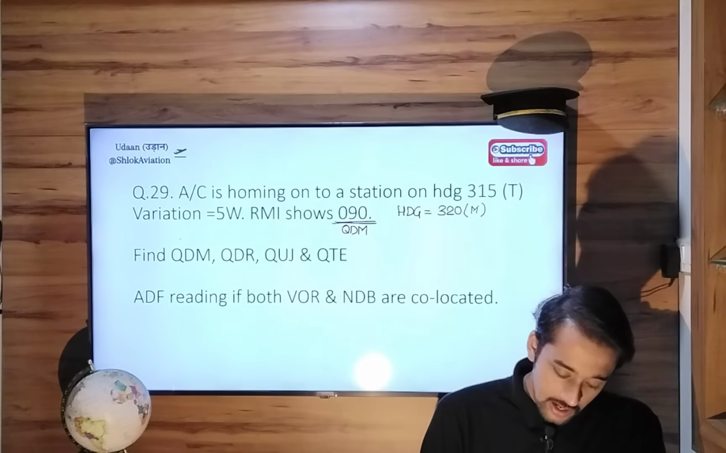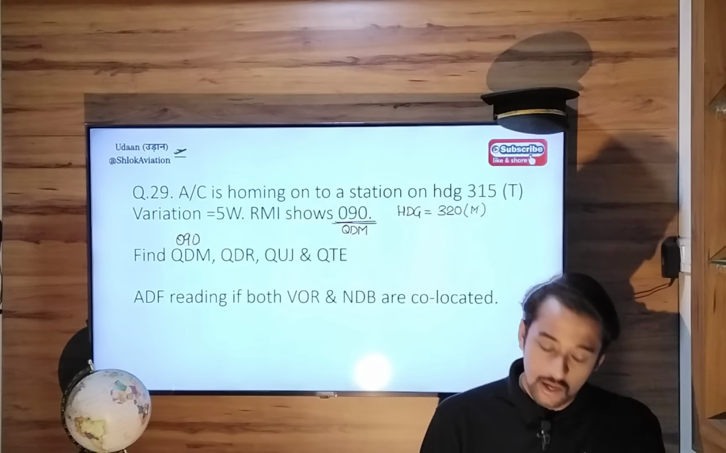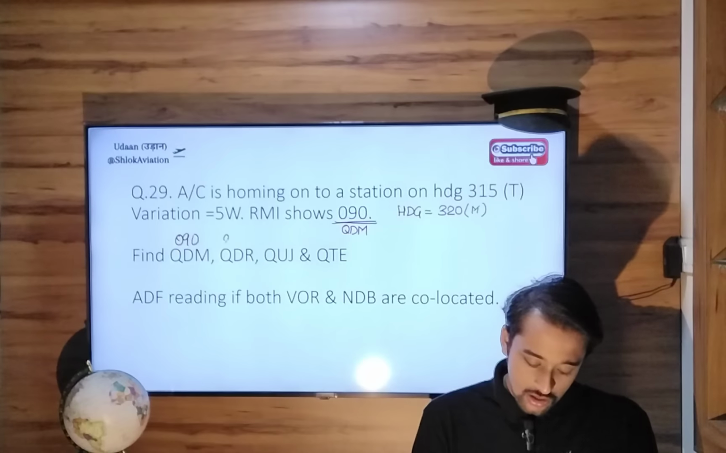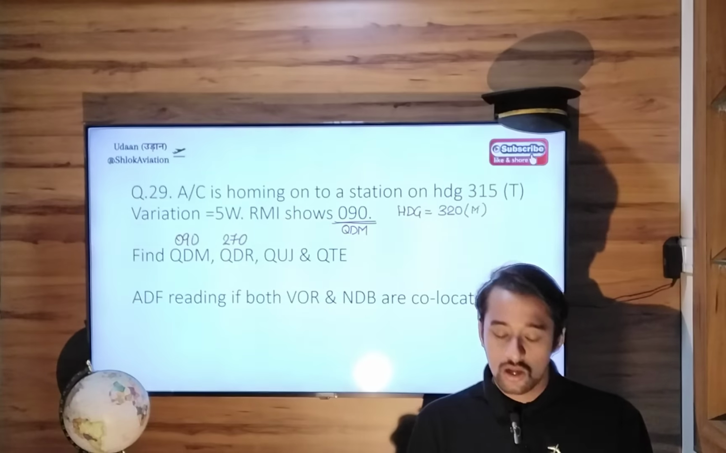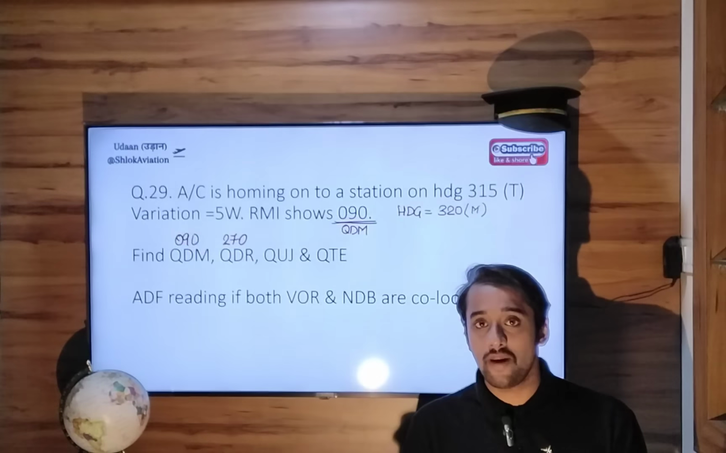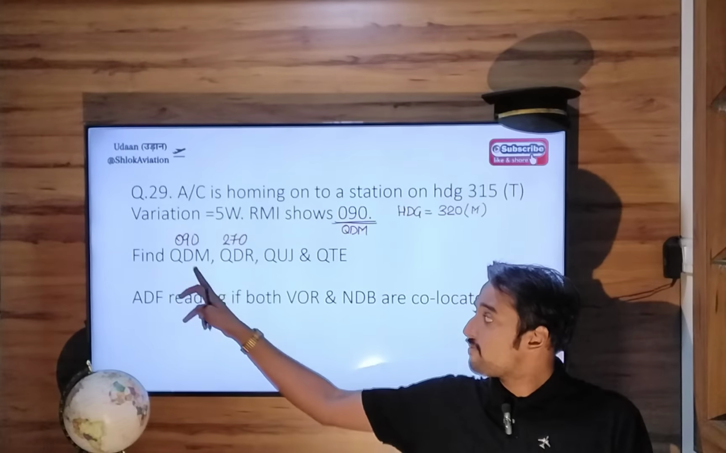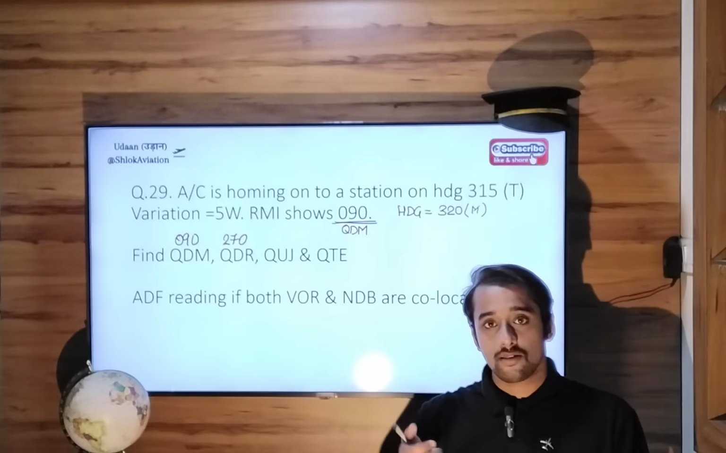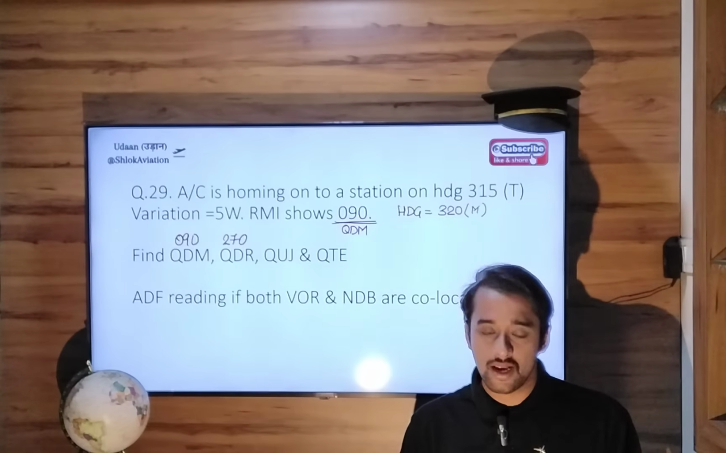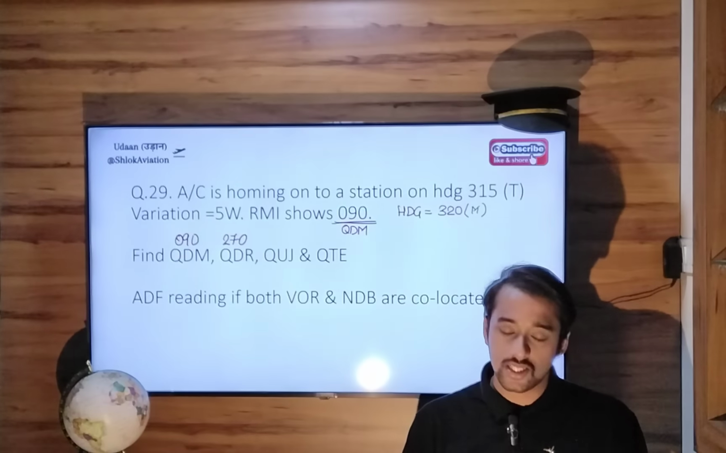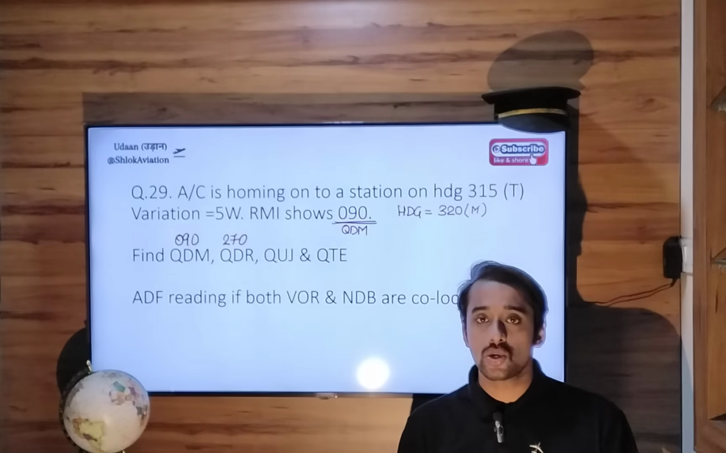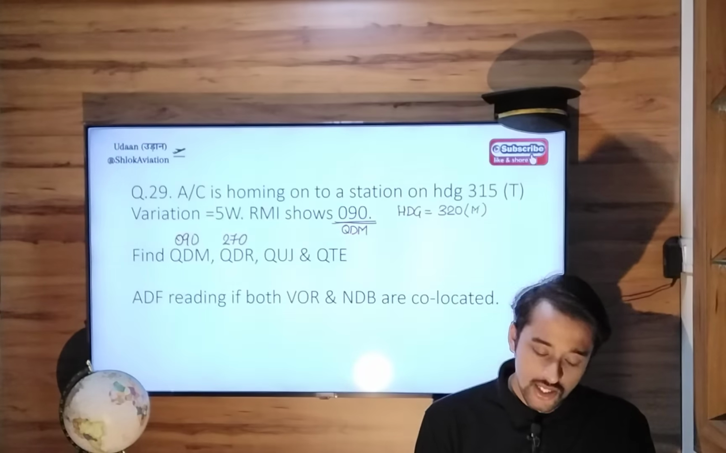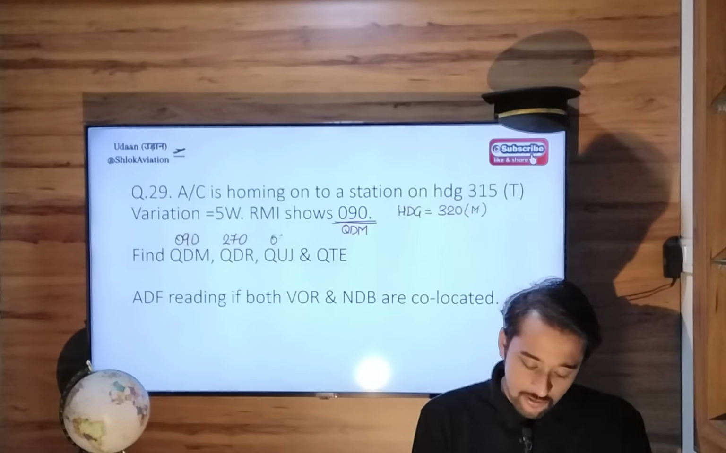So QDM we have already found 090. QDR will be the reciprocal of QDM, right? So which will be 270. QUJ, which is true bearing to the station. We have magnetic bearing to the station 90. So true will be difference of variation. So if variation west, magnetic will be best, true direction will be less. So QUJ will be 090 minus 5, which is 085.